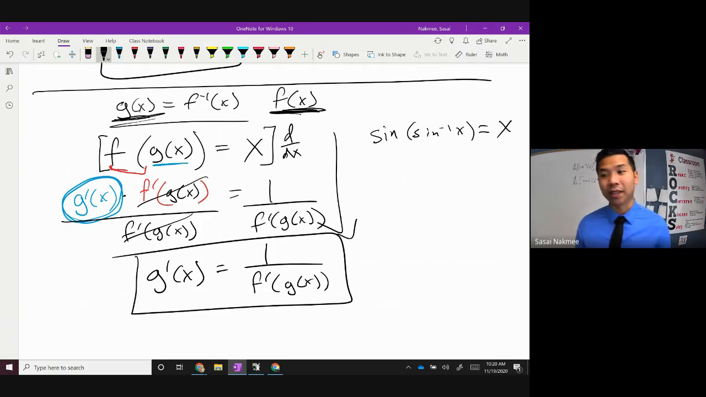Because you're going to be asked to find the derivative of an inverse function, and yeah, it's going to be a little bit tricky, but I think you guys will be able to do it as long as you know the rule. And if you don't know the rule, I'm just showing you guys can find it, right? You guys can find it.